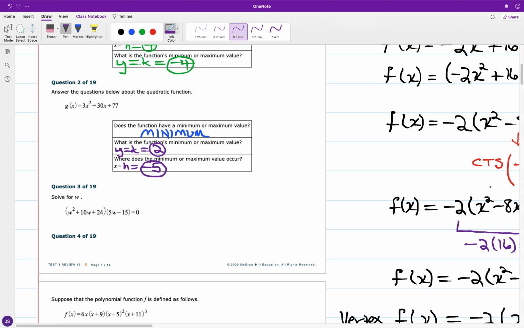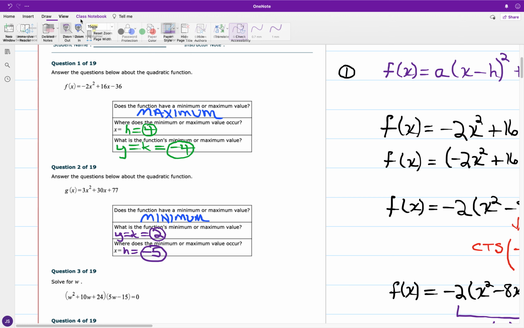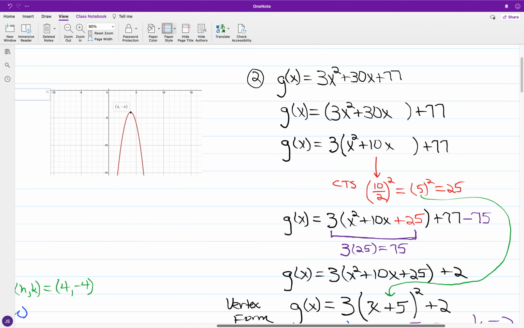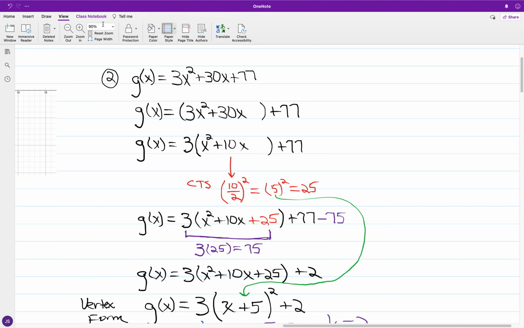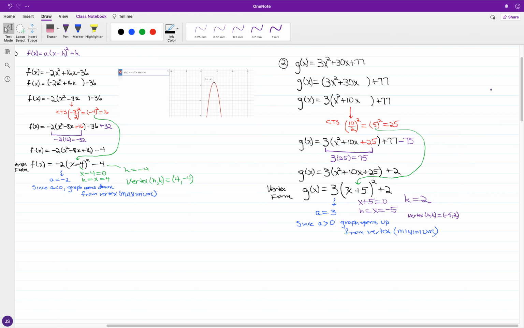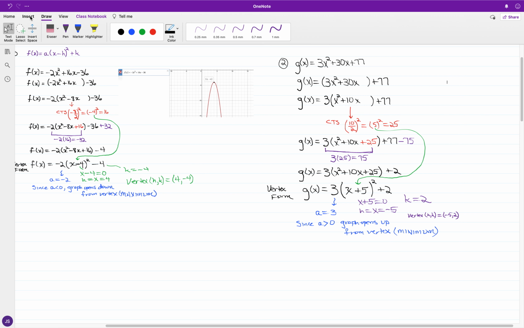So be careful with the order upon which the questions are displayed. And just looking at what we have in the graph, you're going from a maximum in number 1 to a minimum in number 2.